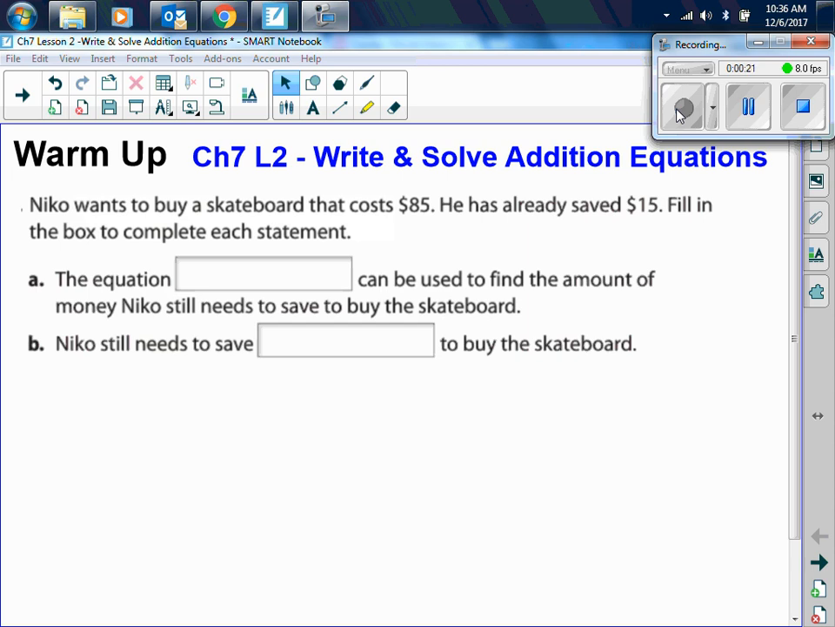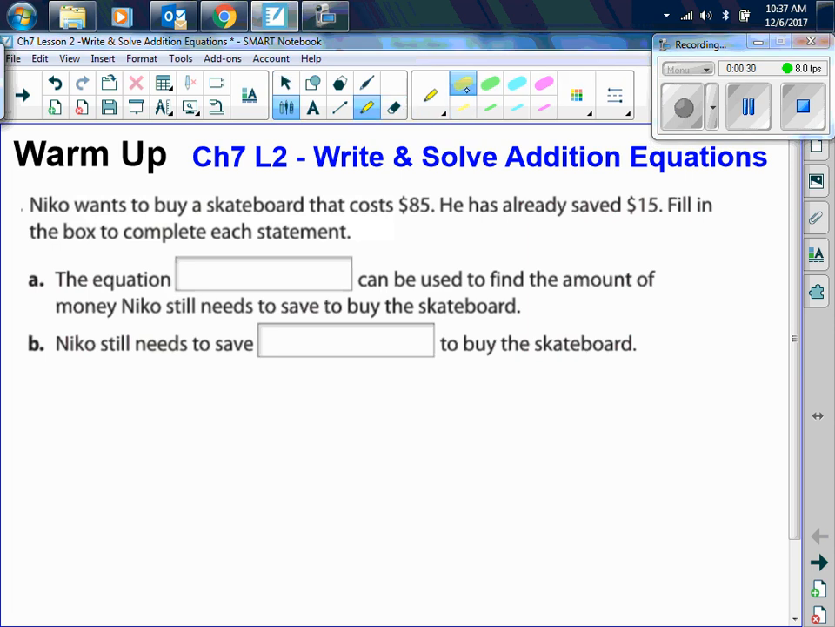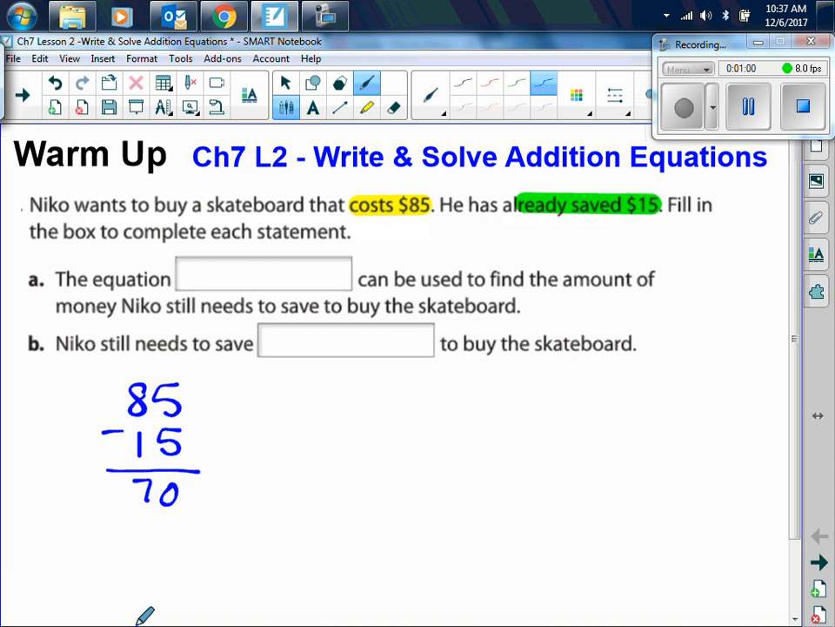Okay? So, first thing we want to do, and first we're going to solve this problem the way you guys would do it. Okay? What's the important information in here? Cost 85. The skateboard costs $85. Well, he already has $15. So, how do I figure out how much he has left to save? You're going to subtract, right? So you guys would do this. You guys could say 85 minus 15 is equal to $70, right?